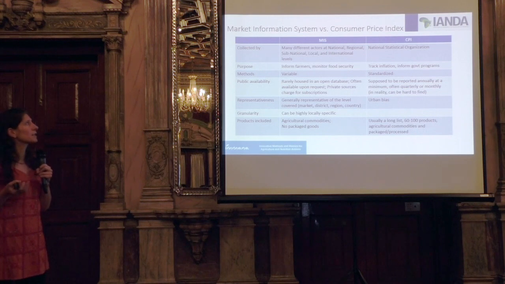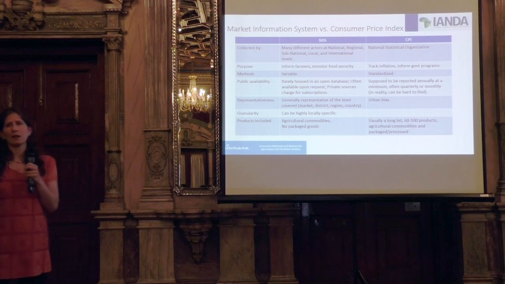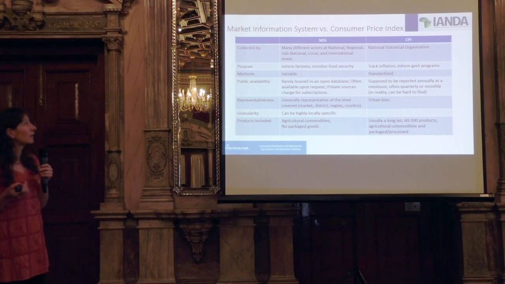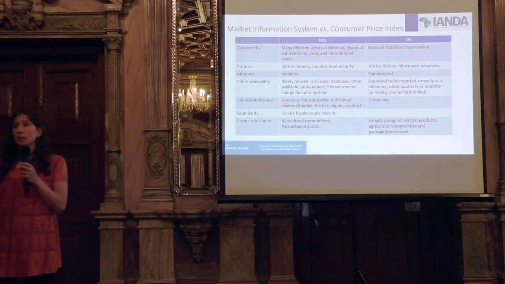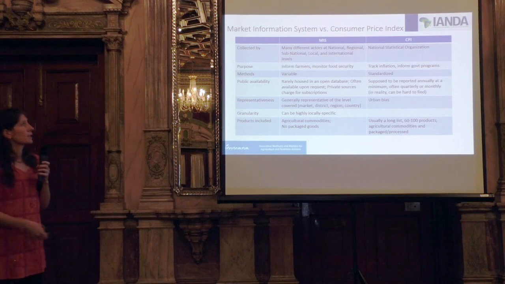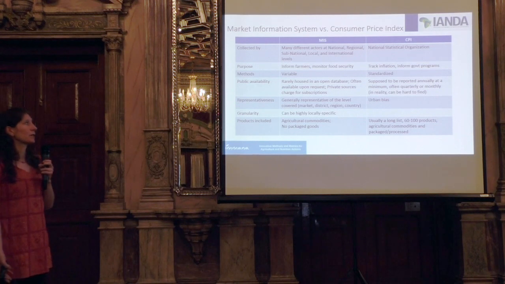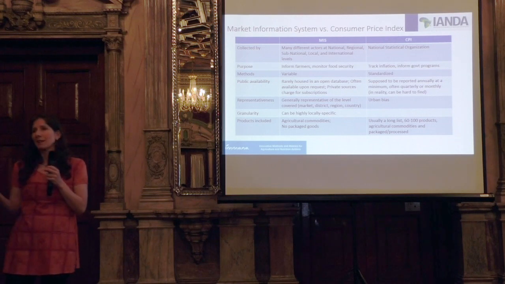Market information system data is rarely housed in an open database. It might be, depending on the system, and if it's a government ministry, they might have it posted publicly. If it's public, it's often available upon request, but private sources often charge for subscriptions to this data. And for the CPI, it's supposed to be reported annually at least, often either quarterly or monthly. But in reality, again, it can be hard to find for every country.